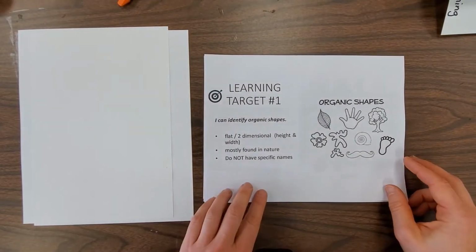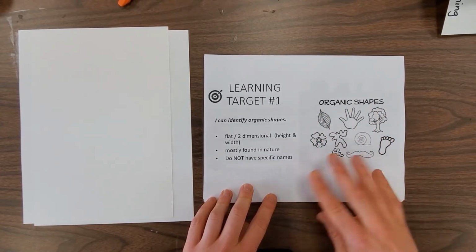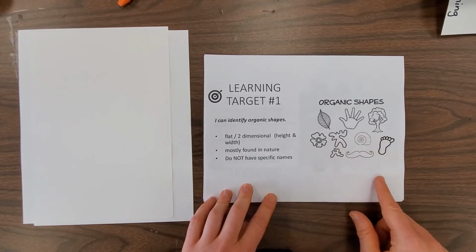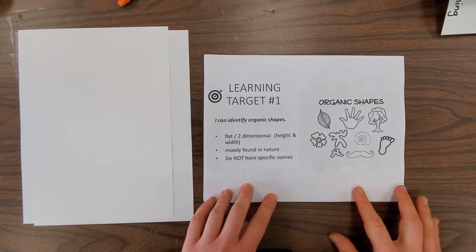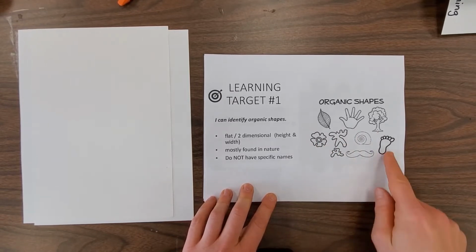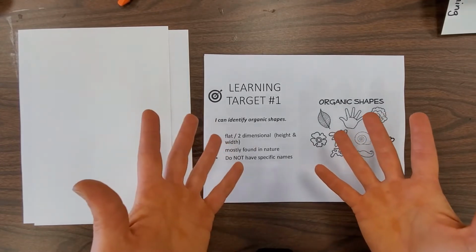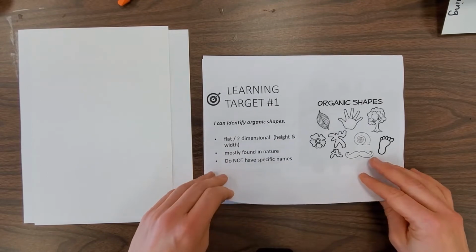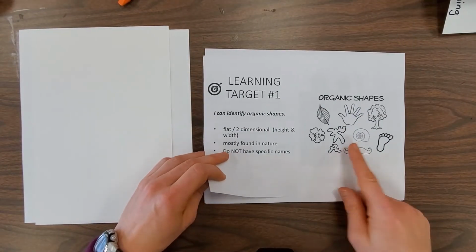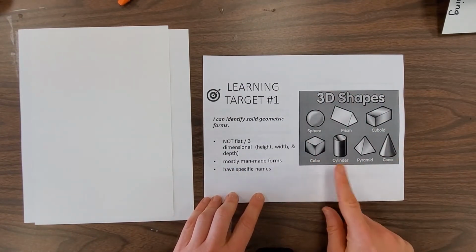You're going to need to pick one organic shape. Organic shapes are also flat, two-dimensional shapes, mostly found in nature. They do not have specific names because these organic shapes do not follow any rules. You can pick one of these organic shapes, or even better, draw your own. All right, so you're going to need one geometric shape, one organic shape, and one 3D form.